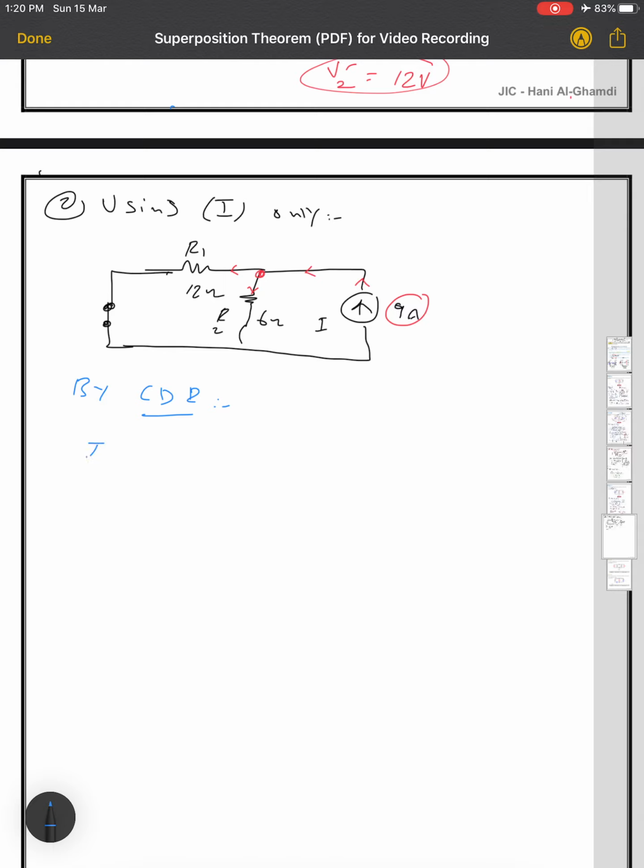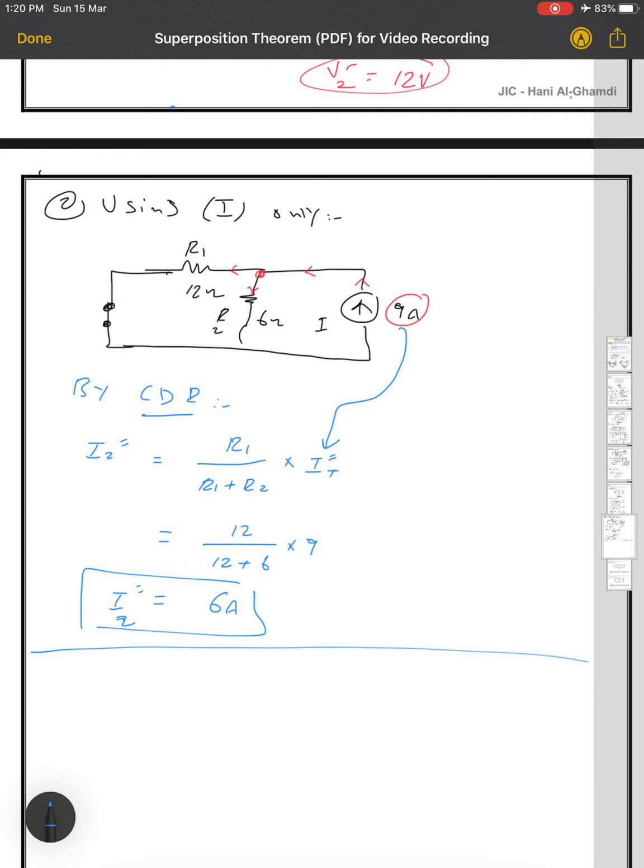So by the current divider rule, I2 double prime equals R1 over R1 plus R2. This is the special case formula for the current divider rule, and it will be multiplied by I total double prime, which is 9 ampere. So here it will be 12 over 12 plus 6 multiplied by 9, which should finally equal 6 ampere. You have to check it by yourself, gentlemen. So this is I2 double prime.